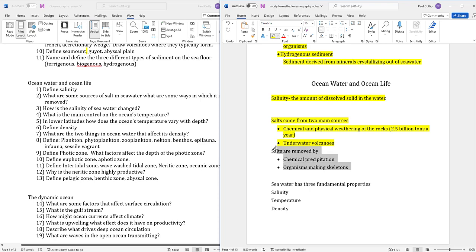First way is chemical precipitation, right? Make some chemical sedimentary rock or make some hydrogenous sediment. One way or another, get those chemicals to come out of that water. There's a number of ways to do it. We've talked about some of them.